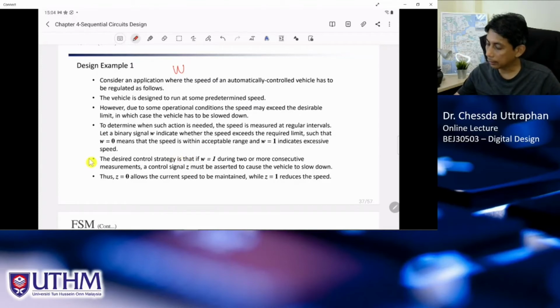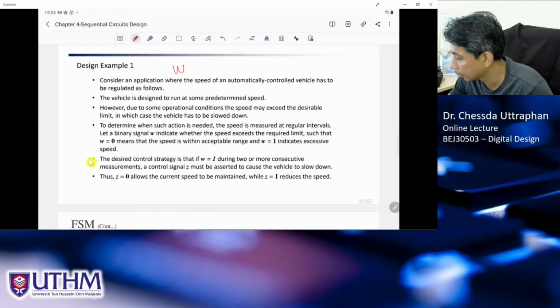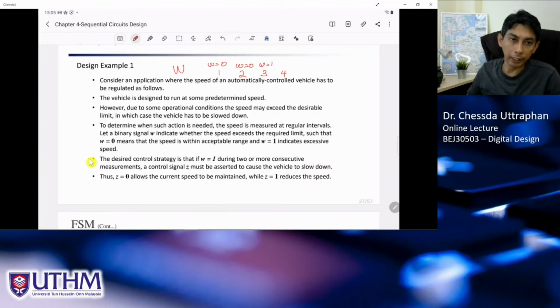So it means that when we measure the speed at the measurement intervals, for example, at time 1 second, 2 seconds, 3 seconds, 4. If at 1 second W equal to 0, it means that the speed is okay, and at another second if W equal to 0, the speed is still okay. But if W equal to 1, it means that the speed is exceeding the desired speed.